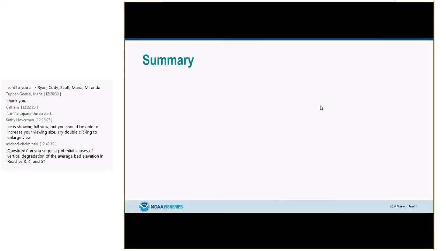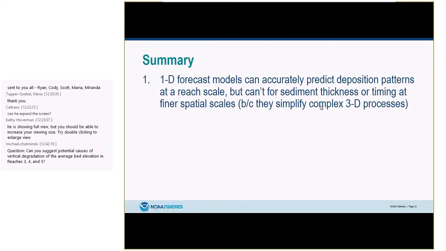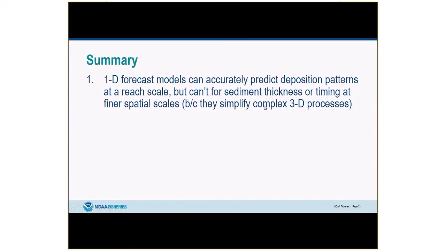Okay, so then I'm now on slide 33 of 35. And so I'm going to wrap things up here with a summary of the main points. As demonstrated with the Simkins forecast models, 1D forecast models can accurately predict deposition patterns at a reach scale, but they can't do so for sediment thickness or timing at finer spatial scales. And that's because they simplify complex 3D processes.